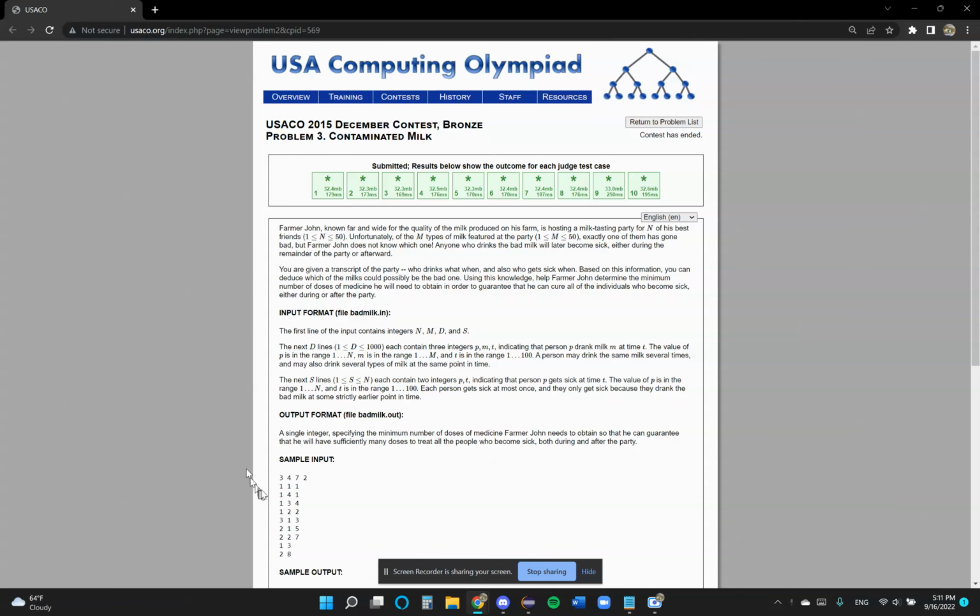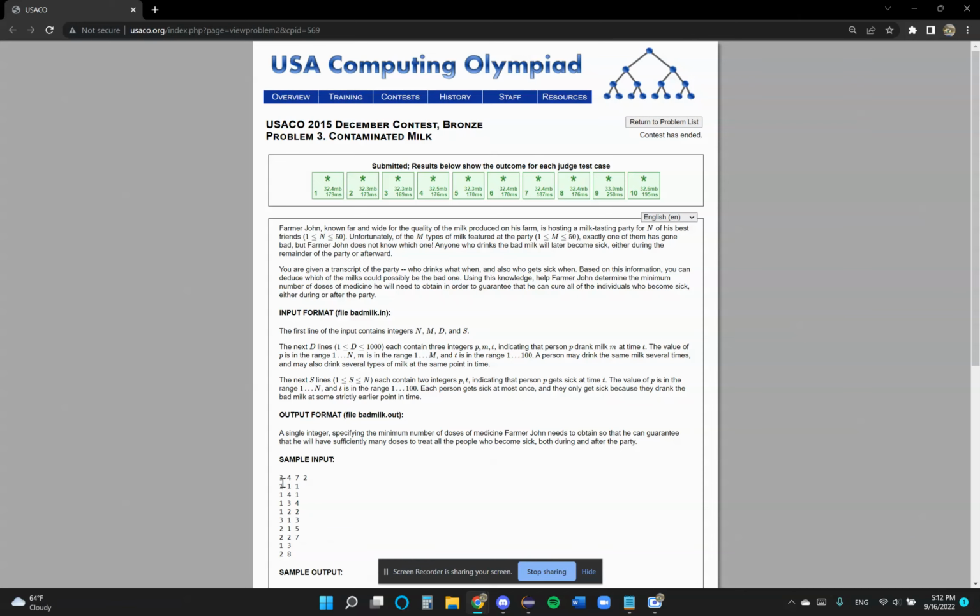So how the input goes is that these are events that happened where person 1 drank milk 1 at time t, and it's the same for the rest. Person 1 drank milk 4 at time 1, and notice that nothing is necessarily sorted in any order. And then in the last S lines, we have information about who got sick. So person 1 got sick at time 3, and person 2 got sick at time 8. So what we have to check is what type of milk could have possibly been the bad milk.